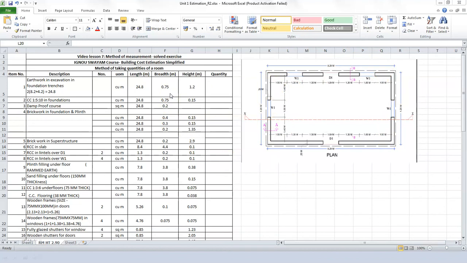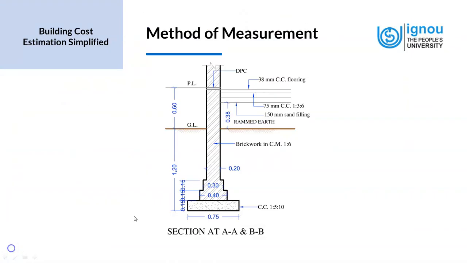For this, we will have to look at the section of the foundation. So we have the section of the foundation here. We are looking at finding out the quantities for excavation of earth, and so we find that the widest part of the foundation is at the footing, where is the lowest portion. That it has got a dimension of 0.75 meter width. So this will be our excavating width. So we have this from the section drawing.